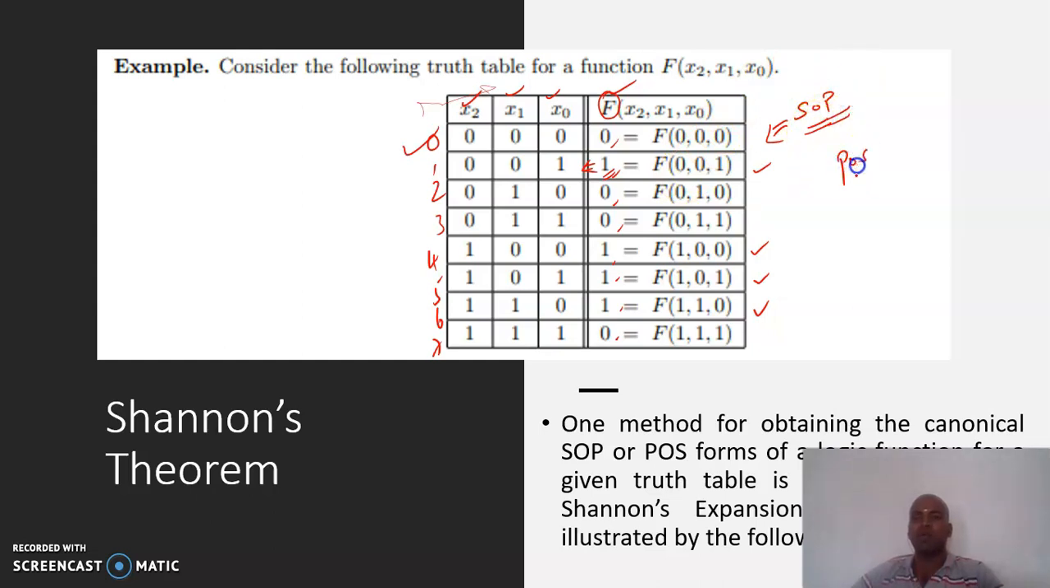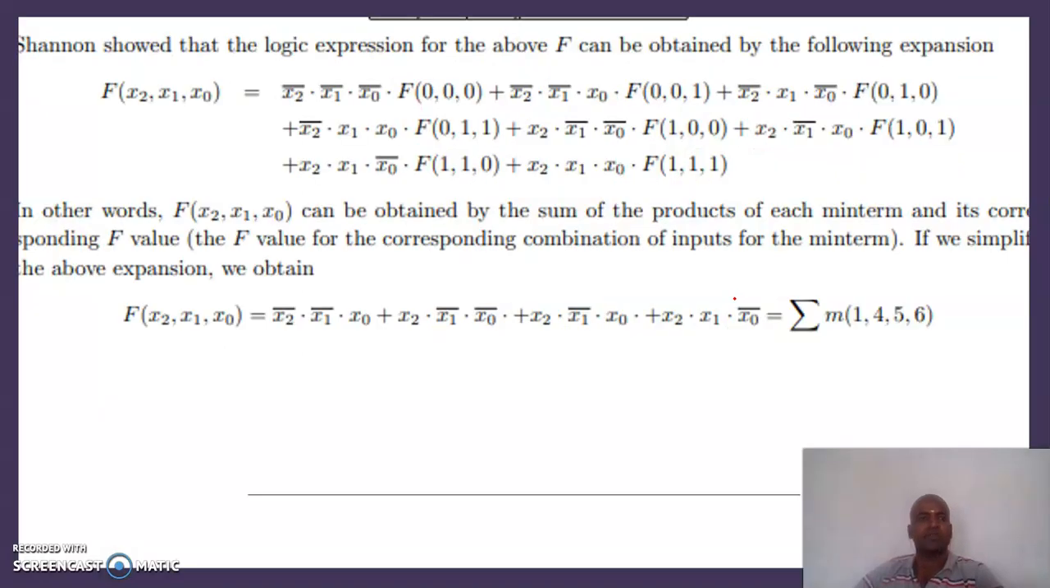Similarly, for the POS expression, the outputs have zeros in certain places. So those corresponding combinations we are going to consider for writing POS expressions. Those places are the first, this one, this one here and this one. So this is Shannon's theorem: from the given truth table we write the SOP as well as POS expressions separately. Okay, so have a look at this.